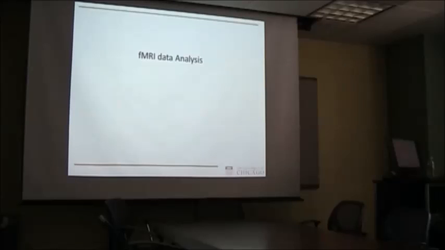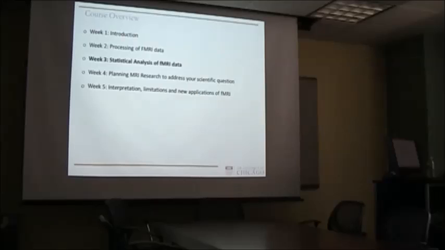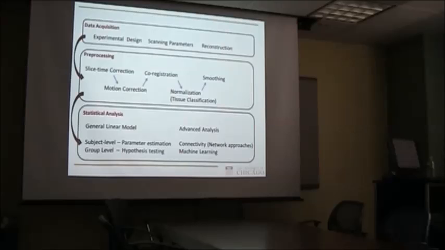So the topic for today's lecture and the demonstration is the data analysis of fMRI. Last week, in the third week, we talked about the pre-processing of fMRI data. To summarize a little bit, after your data acquisition, there are a couple of steps you need to do to make sure your data is ready for statistical analysis, namely slice time correction, motion correction, co-registration of your structural and functional images, the normalization of your images, maybe tissue classification for VBM analysis, and then lastly the smoothing of your data.